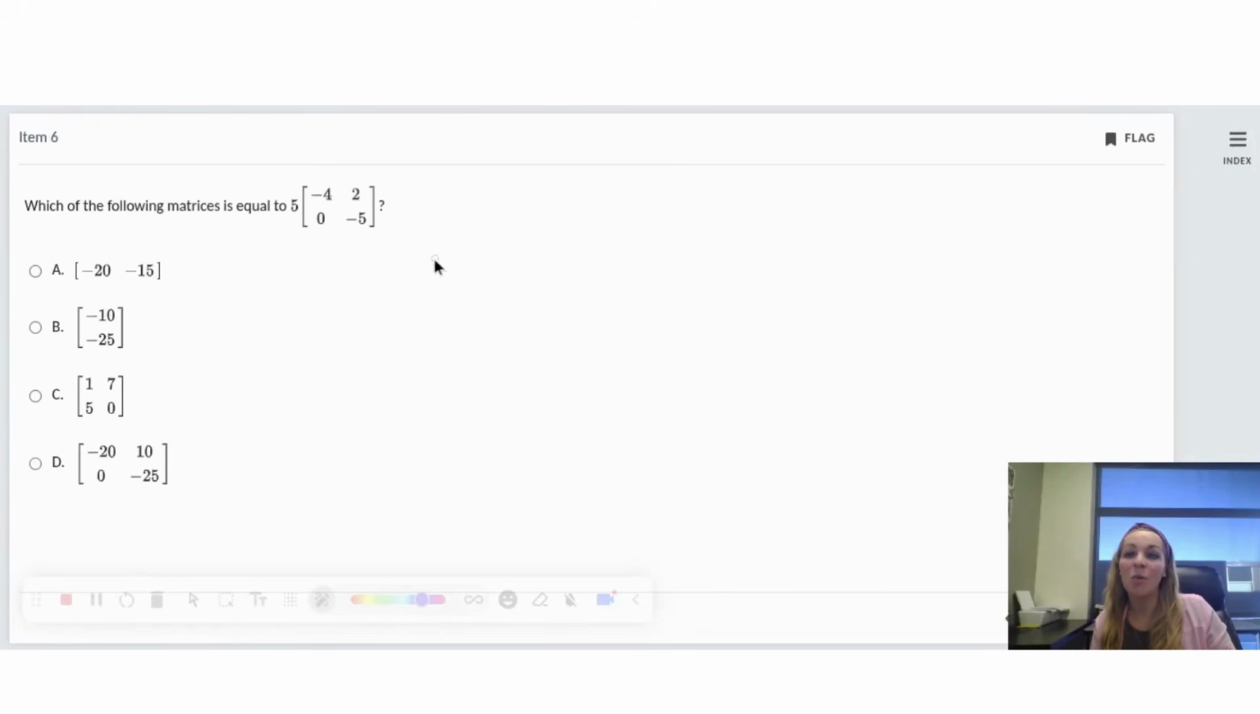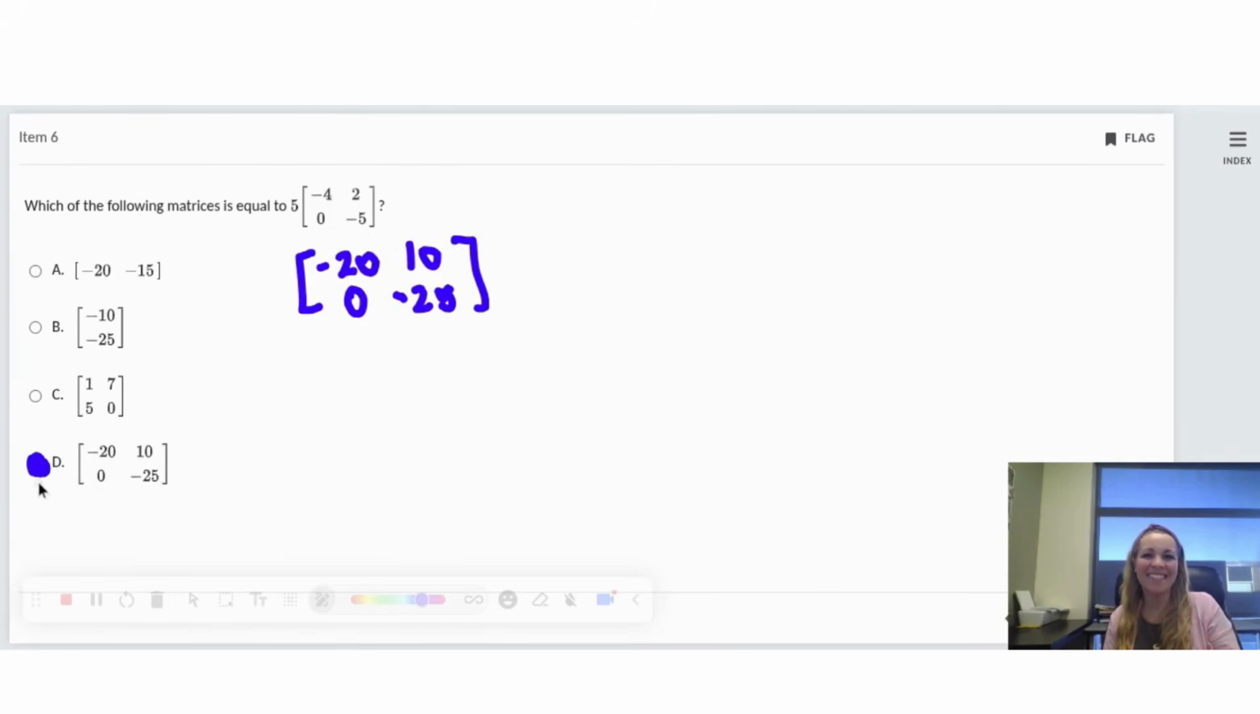Question number 6. Which of the following matrices is equal to 5 times the matrix that's -4, 2, 0, -5? This is scalar multiplication. To do this, we multiply each of these 4 parts inside the matrix by 5. 5 times -4 is -20. 5 times 2 is 10. 0 times 5 is 0. And 5 times -5 is -25. If I look at my 4 answer choices, option D.